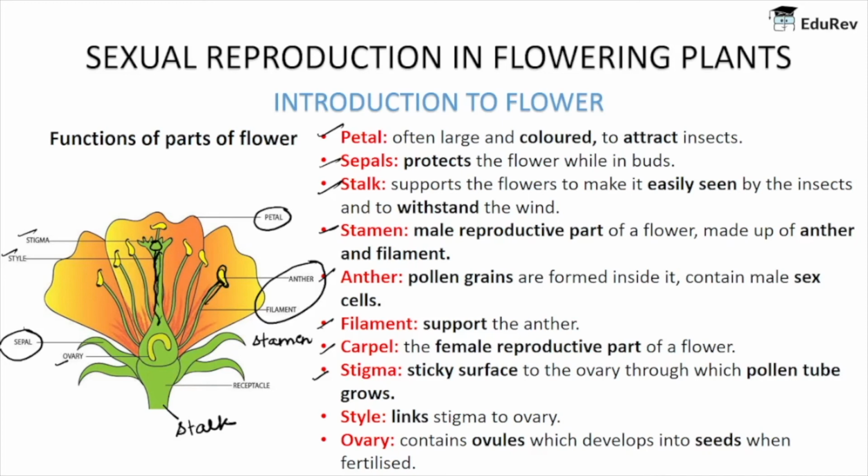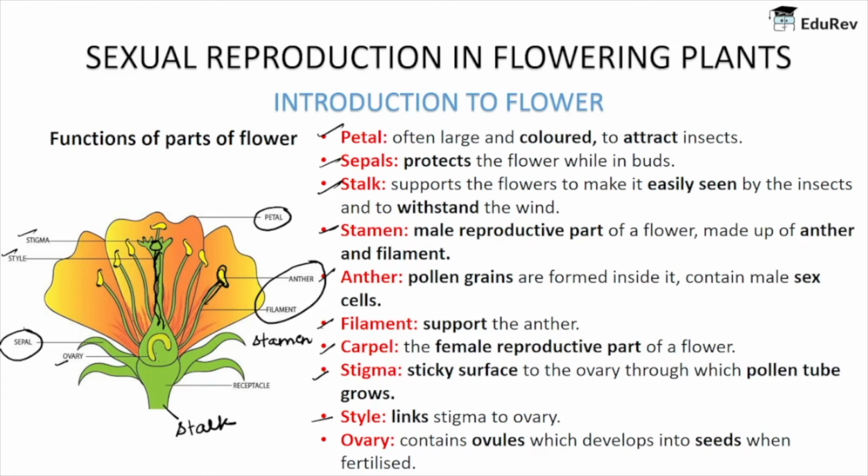So this is called the pollen tube. Yes. Now the function of style next. The style is present just below the stigma. This links the stigma to the ovary, which is the end part of the carpel, through which the pollen tube is growing, as you can see where I have drawn it.